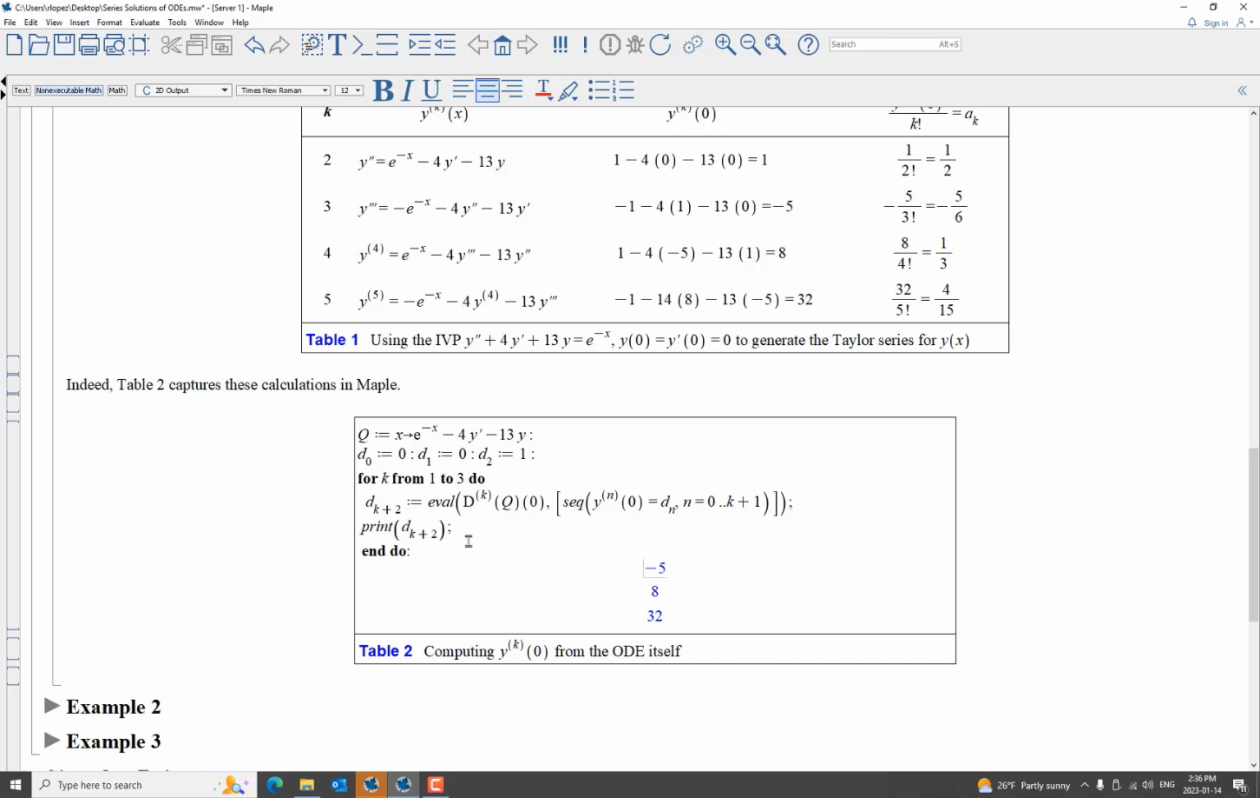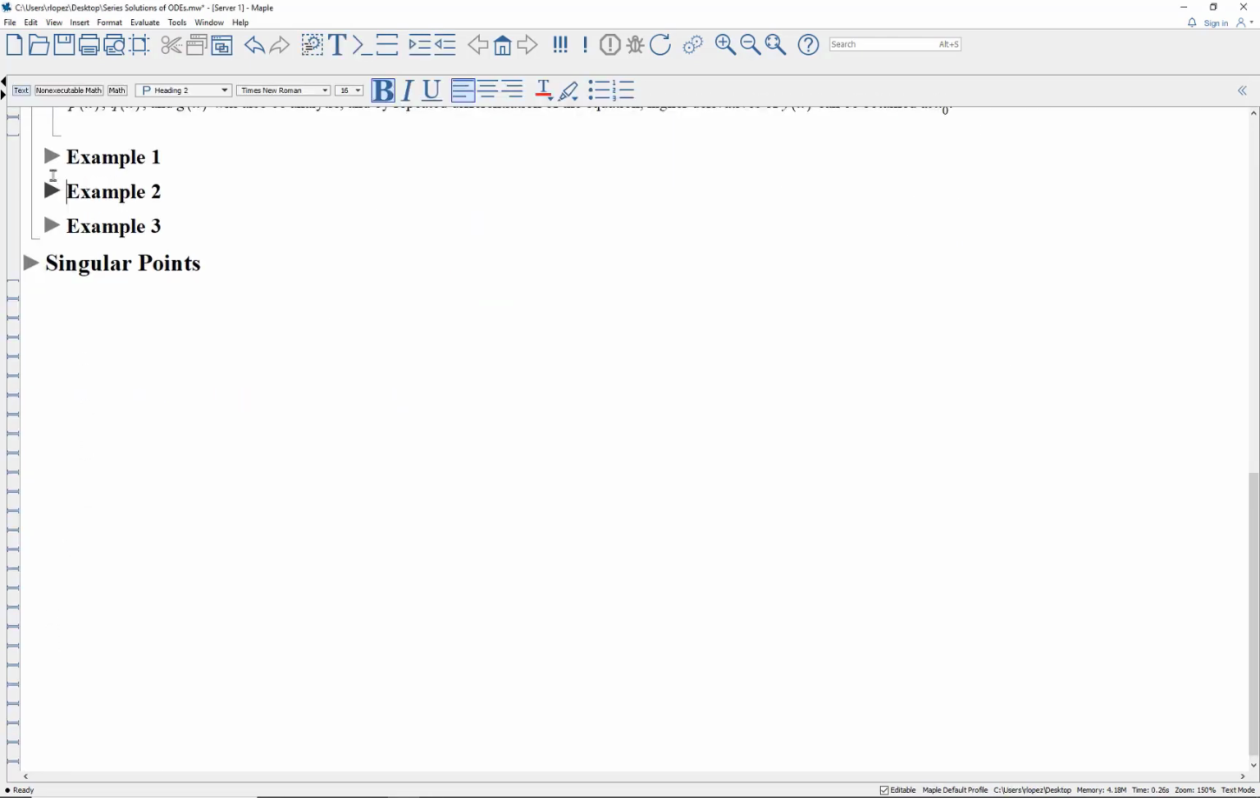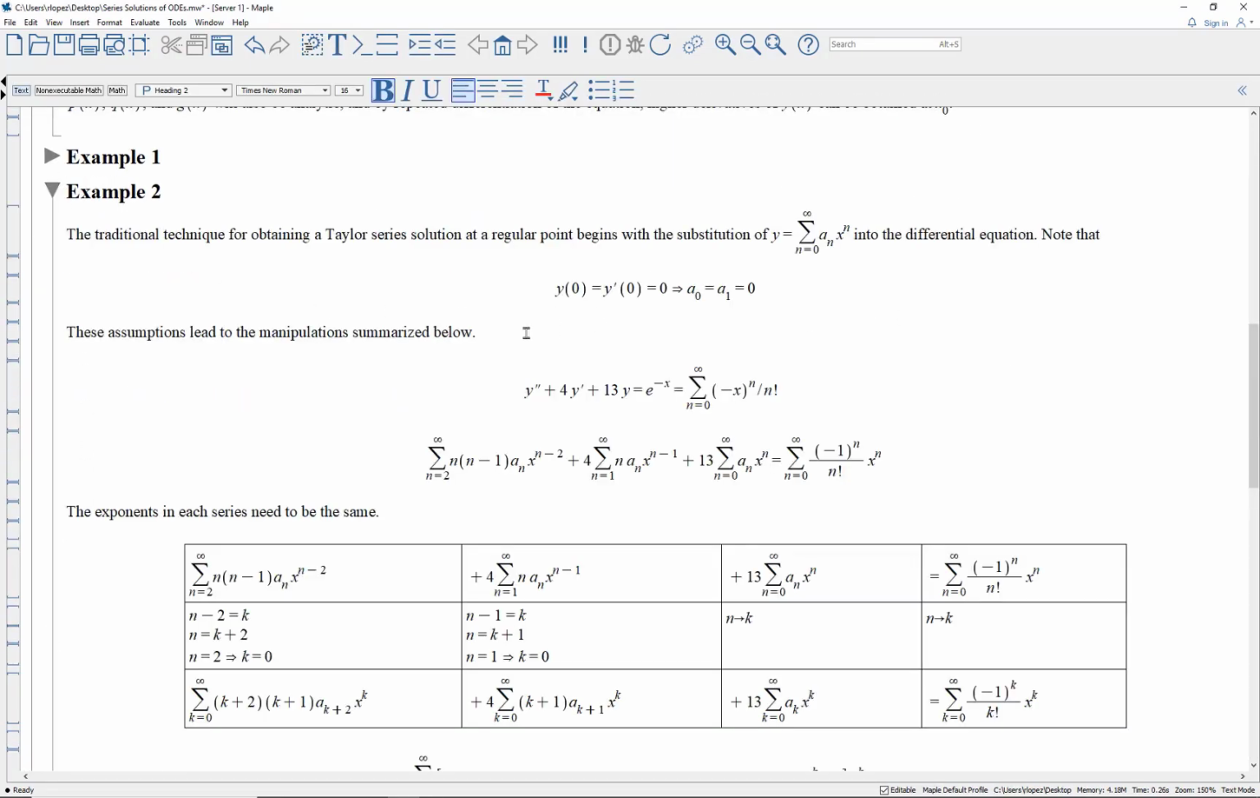So here's a table that you can experiment with to generate the coefficients of a Taylor expansion from the differential equation. So let's move on to example 2. Example 2, we illustrate the traditional by-hand technique for generating that Taylor series expansion. Same differential equation, same initial conditions. So what you do is you assume a solution of the form shown here. It's a Taylor expansion.